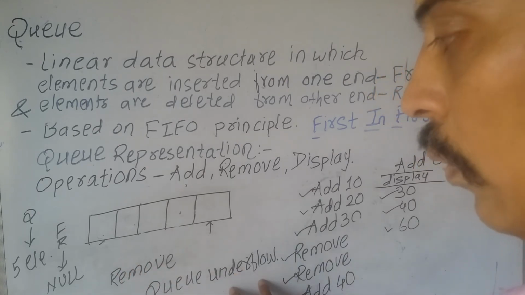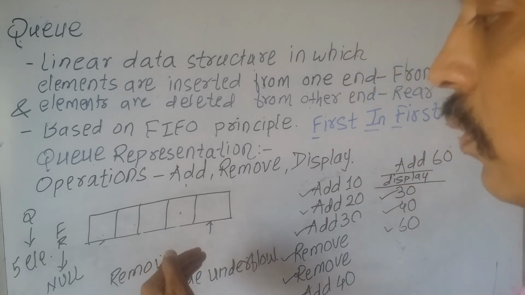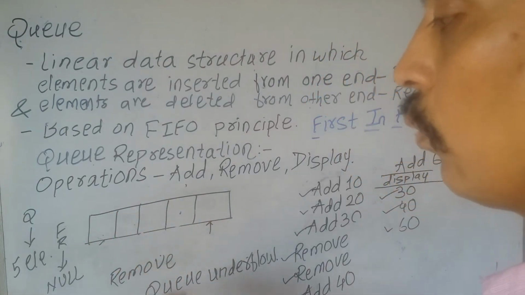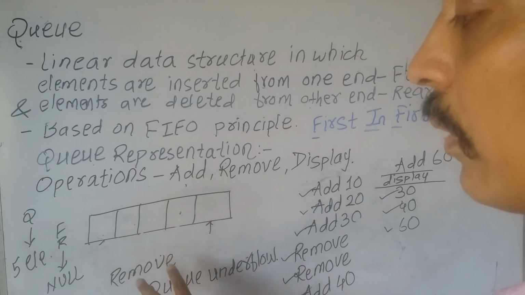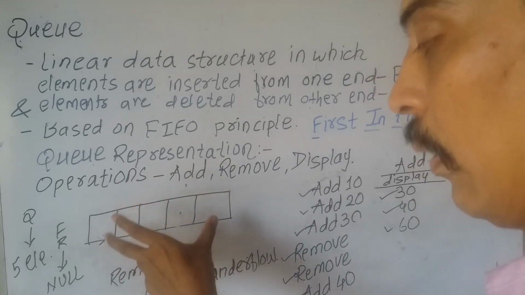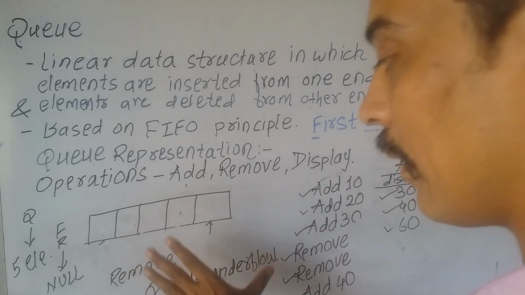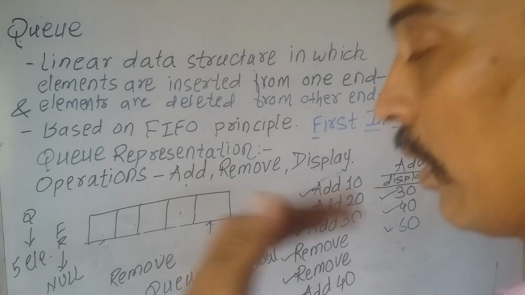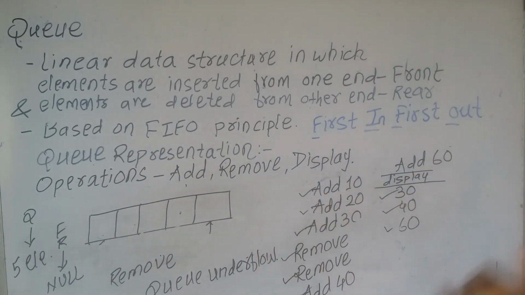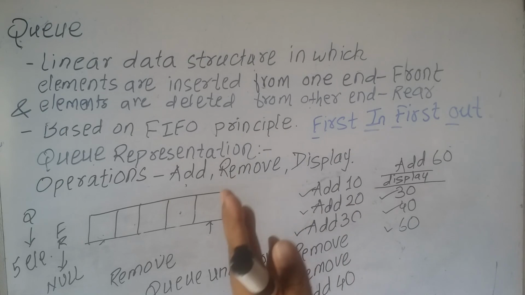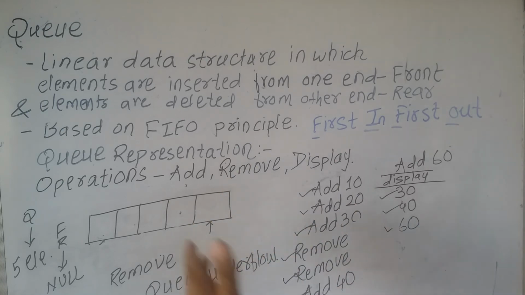The queue overflow, whenever I am trying to add the elements in a full queue, I will get queue overflow condition, and whenever I am trying to remove the elements from the empty queue, then it is called as queue underflow condition. So we have to take these conditions also of stack and queue into consideration while we are going to write down the program in C language. Okay, what are the applications? Applications generally used in job scheduling, like applications of the operating system.